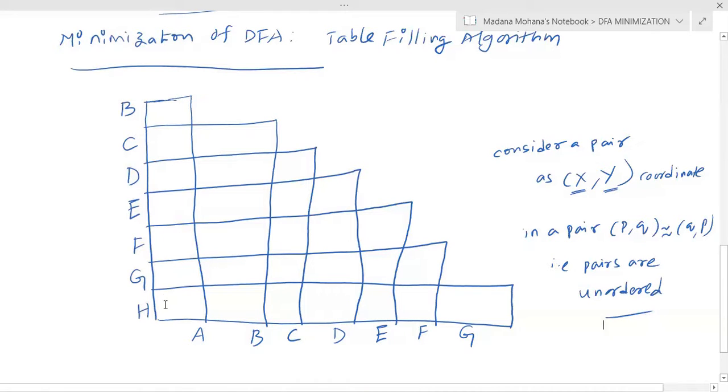So now this is the table. First you have to draw this table. Now you can see the A to A combination we don't have. B to B is removed. C to C is removed. Diagonal combination D to D is removed. E to E is removed. F to F is removed. Then G to G is removed. Then anyway H to H we don't have.